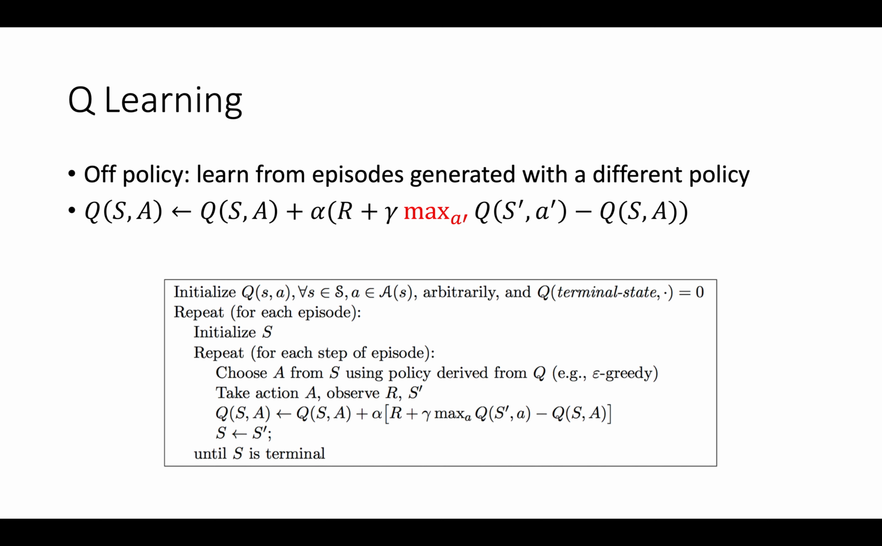We see a state, action, reward and the next state, and again, instead of considering the next action that's actually taken, we just consider the best action according to our action value function. And this is going to tell us eventually it's going to converge to the optimal action value function. And the algorithm is very similar, so I won't go over it.